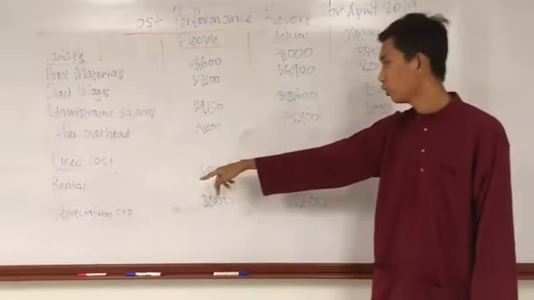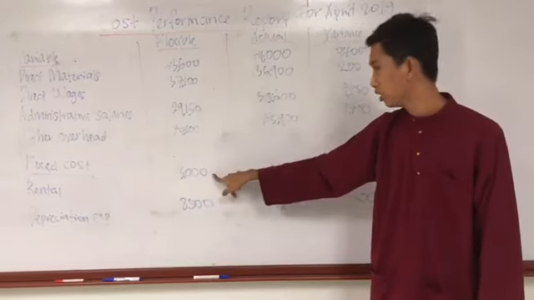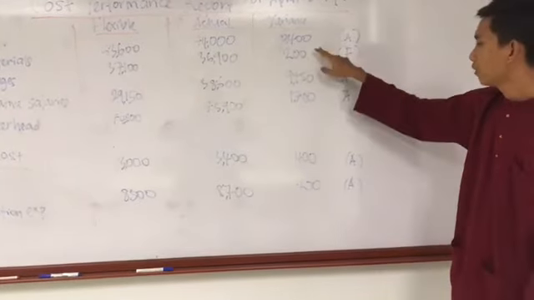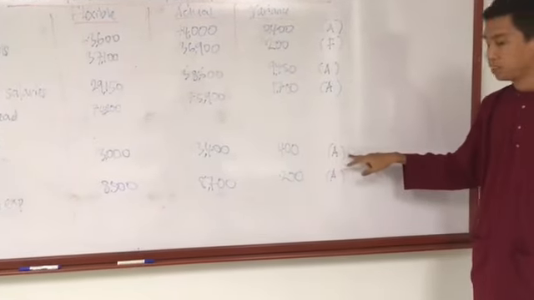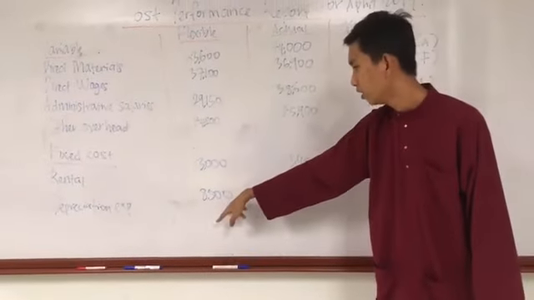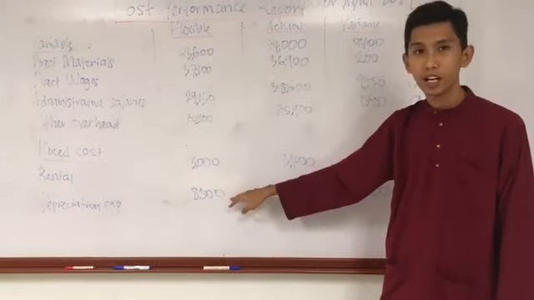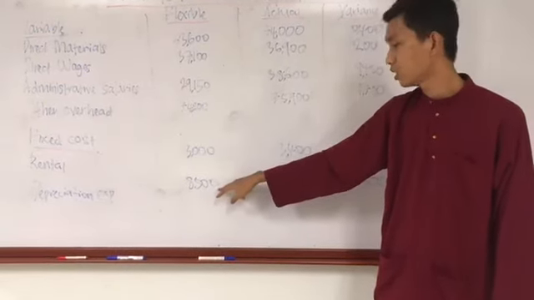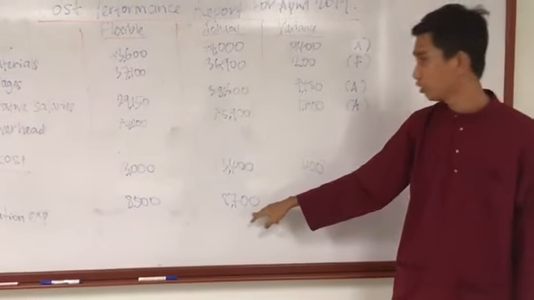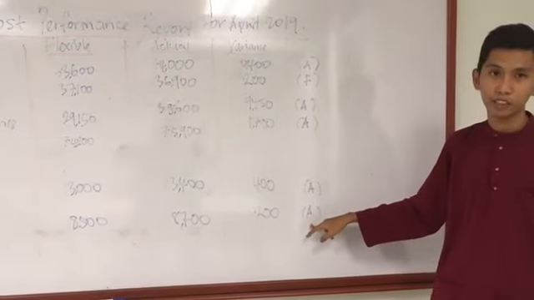For the fixed cost, for the rental, the flexible amount is 13,000, the actual is 13,400, and the variance is 400, which means this is adverse. And the last, depreciation expenses. The flexible amount is 8,500, the actual amount is 8,700, and the variance is 200, which means this is an adverse amount.